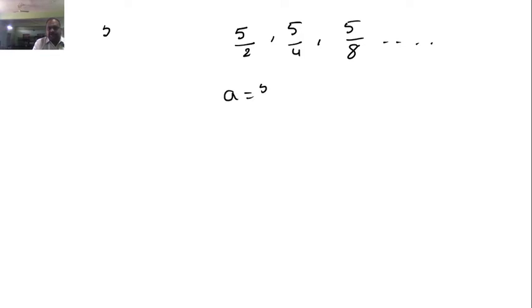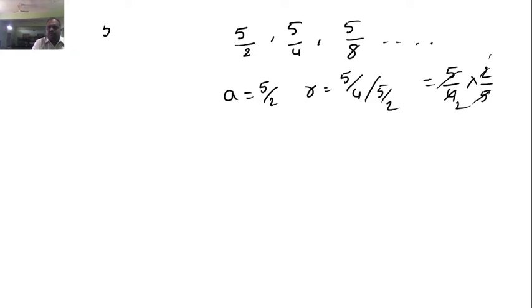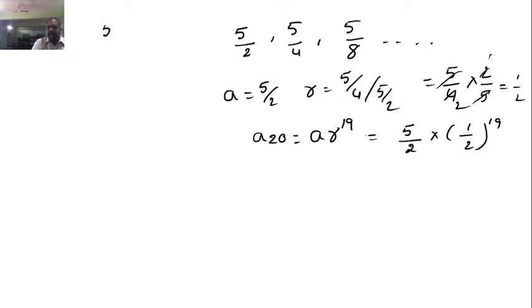A is equal to 5 by 2, first term. R is equal to 5 by 4 divided by 5 by 2. That is equal to 5 by 4 into 2 by 5. 5 cancel, 2 1 ja. The 20th term, A20 is equal to A R power 19. That is equal to A means 5 by 2 into R means 1 by 2, 1 by 2 whole to the power of 19. So this is the answer.